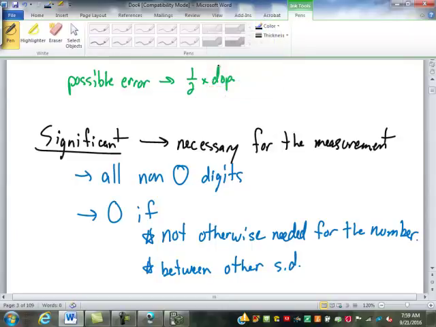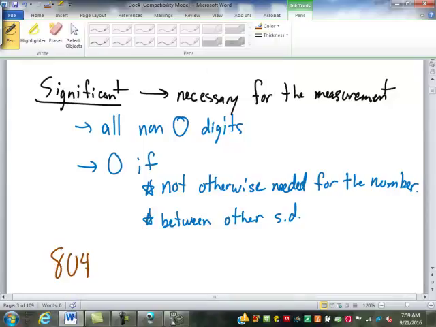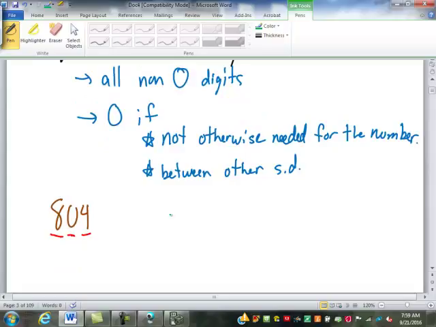So what do I mean? Well, if I have a number like 804, obviously the 8 and the 4 are significant, right? Because they're not zeros. The 0 there is between two other significant digits, so it must also be significant. So zeros in the middle of a number are not a problem. They're between other significant digits. They have to be significant. There's no question there. So the question becomes, are these two zeros significant? No. Why not? They are not otherwise needed for the number. They are needed for the number here.